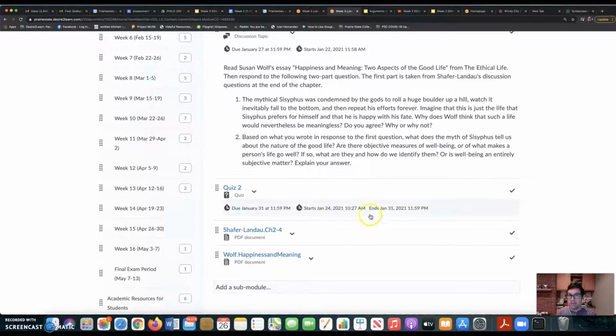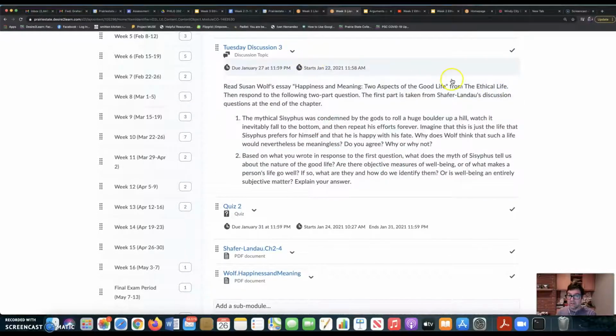Also at the bottom of the week 3, we have a PDF file of Schaefer-Landau's chapters, not chapter 3, but it's just chapter 2 and chapter 4, I think, for those of you who don't have your books. And then a PDF document of Wolf's Happiness and Meaning. Again, that's the essay that you're reading for this week. It's the basis for the Tuesday discussion. So if you don't have your books, you can read at least those two documents for this week.